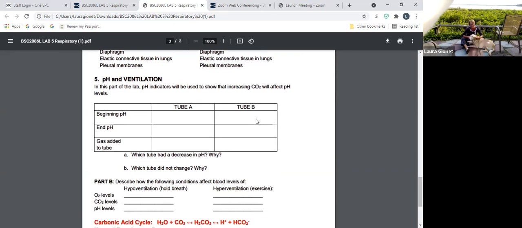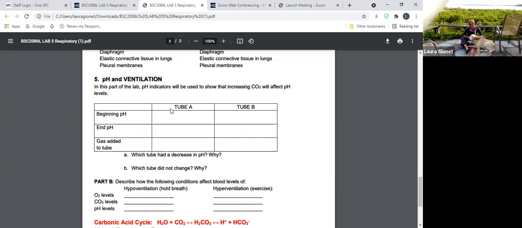Okay, pH and ventilation. This is a little wet lab that we do in the lab, and we're going to talk about the results in here. There are a couple pictures in the images that are on the course page, not necessarily in the PowerPoint notes, because this has been added since then. All right, so we're going to have two test tubes of deionized water, just plain water. And we are going to measure the beginning pH by using a little piece of litmus paper and matching it up to the pH scale. And both of them basically begin at like 7.0, neutral.